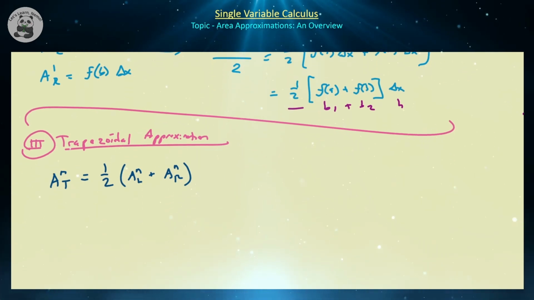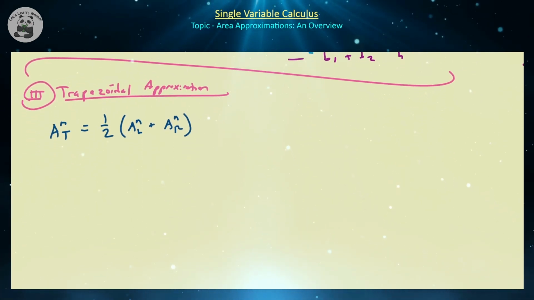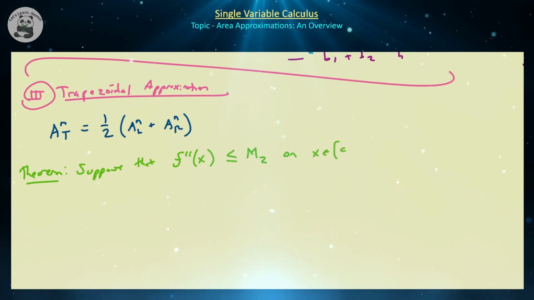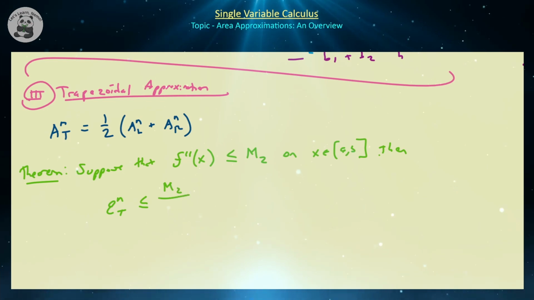Is the trapezoidal approximation better than left and right? At least from that picture, it appears to be the case. But let's look at a theorem that gives us the error bound for trapezoidal rules. Let's suppose that the second derivative of the function is bounded above by m2 on the interval [a, b]. Then the error bound for trapezoidal approximations will be less than or equal to m2 over 12n squared times (b minus a) cubed.